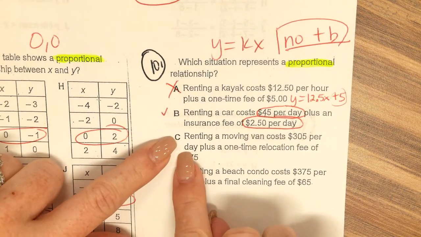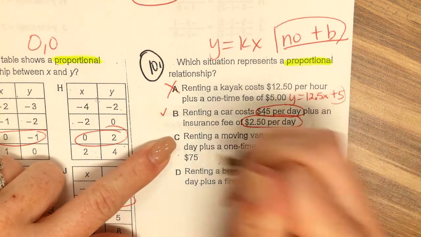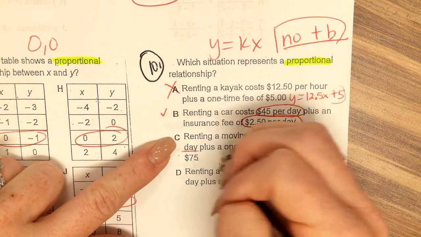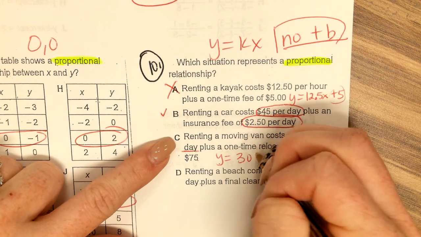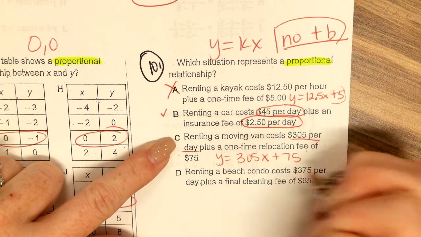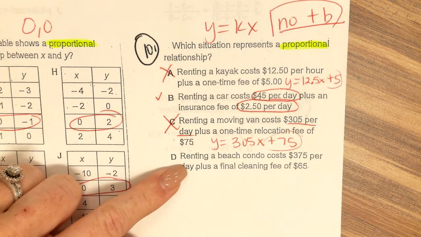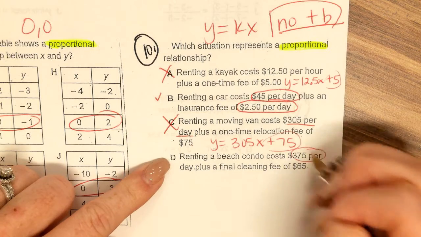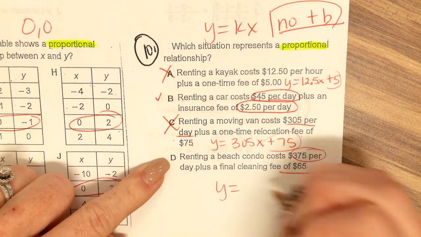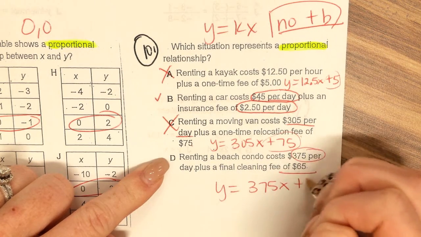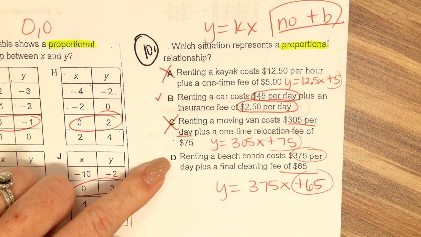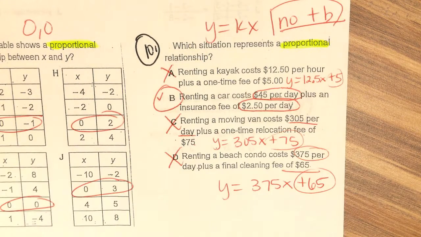Let's look at C. Per day, one-time fee. This would be y equals 305x plus 75. Does that have a plus b? So that's not proportional. This one says per day and a fee. So y equals 375x plus 65. Does that have a plus b? Why was B proportional? Because they both said per day. Okay, turn the page.